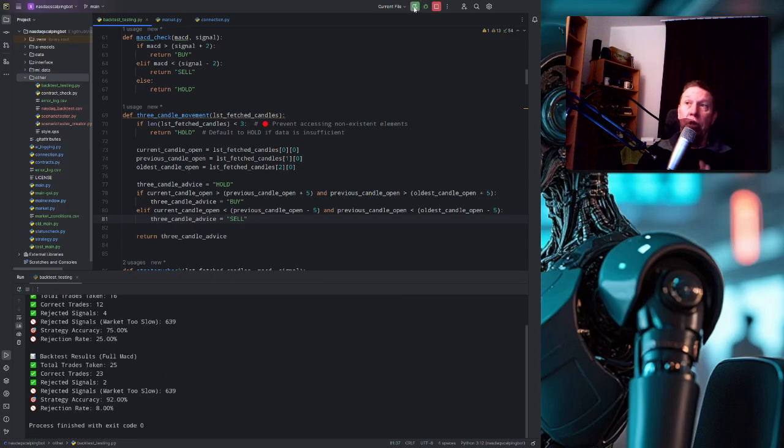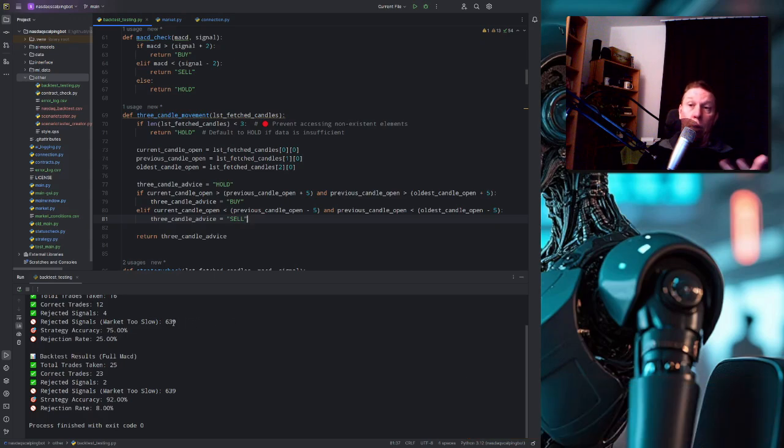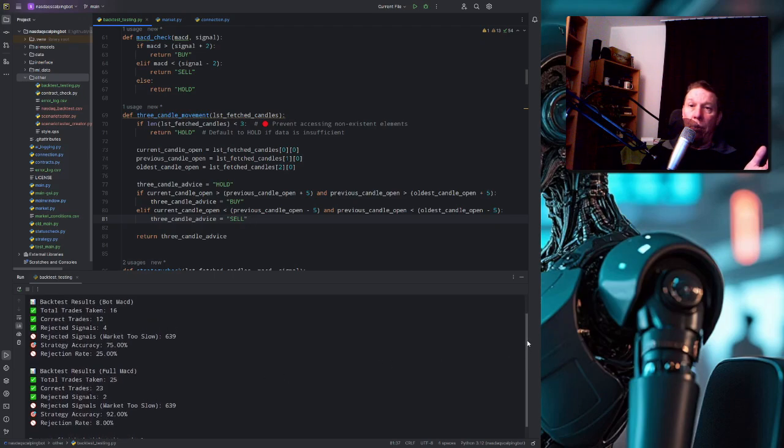It means we are more selective when we're going to do a buy or a sell. And if we look at it, market too slow will not change because it's the same numbers, and we did not do anything else in the market too slow. Maybe we're going to test this one too. Could be interesting. Strategy accuracy is 75 and the other one is 92. I don't believe that there is any difference in the results. We're going to change more.